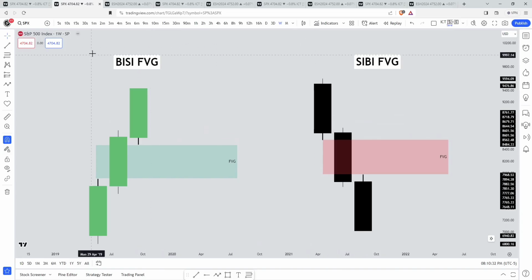It's just the labels that ICT gives it. So in this example, if price were to pull back into here in the model, you'll see that later in the series, this is an area within the specific model that we're going to be looking at where we anticipate for price to reverse at and start to continue lower.